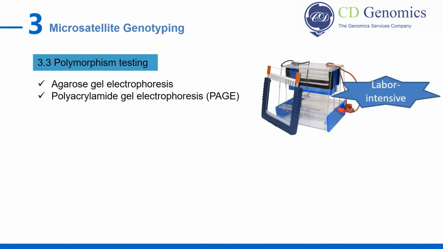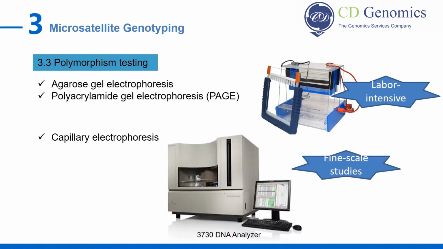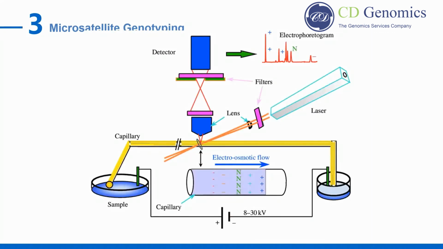PAGE genotyping is labor-intensive, but provides good resolution. For fine-scale studies, marked SSR primers can be synthesized with a fluorescence dye, for genotyping by capillary electrophoresis. In this case, each PCR product is loaded into a capillary containing a polyacrylamide matrix, in which the electrophoresis is performed. The emitted fluorescence is captured, and the molecular mass of the PCR product is determined. An electropherogram is then generated, which shows luminescence peaks corresponding to each amplified allele.